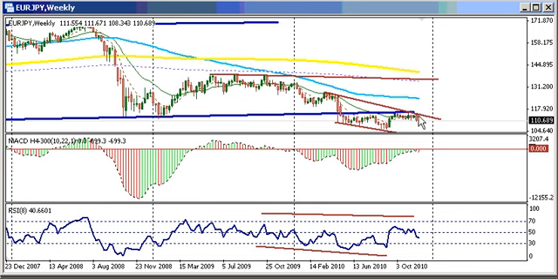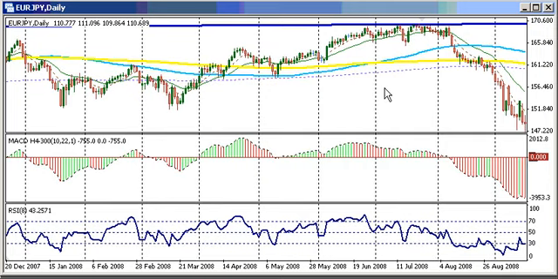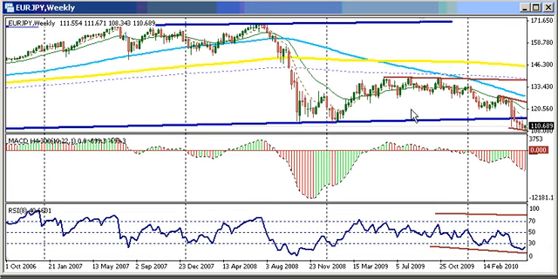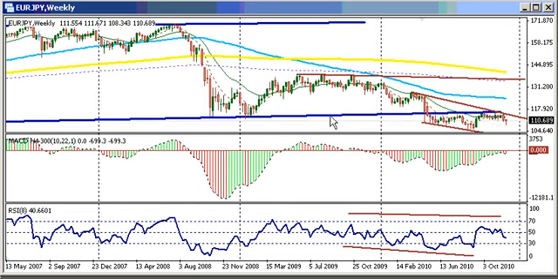Euro Japanese yen, resistance there, so that might mean that we might see a move down here. This is on a weekly chart. Let me just change that. Right, there we are. I had it on a weekly chart just to check that specific blue trend line there.